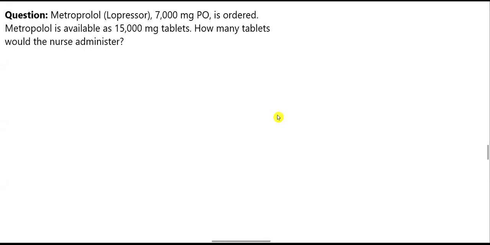Okay, here's another medication that I don't think I can pronounce. Looks like Lopressor in parentheses there, but regardless, this medication of 7,000 milligrams is ordered. It's available as 15,000 milligram tablets. How many tablets would the nurse administer?